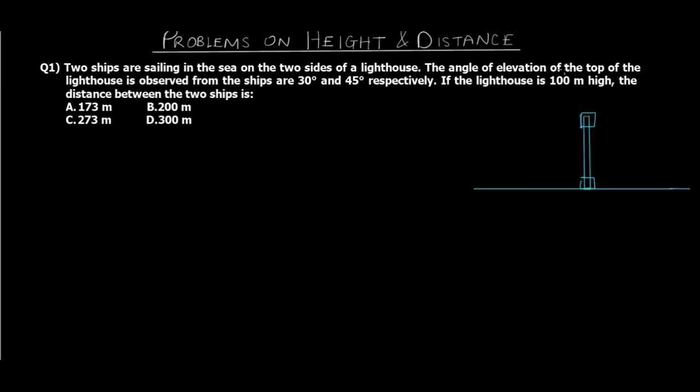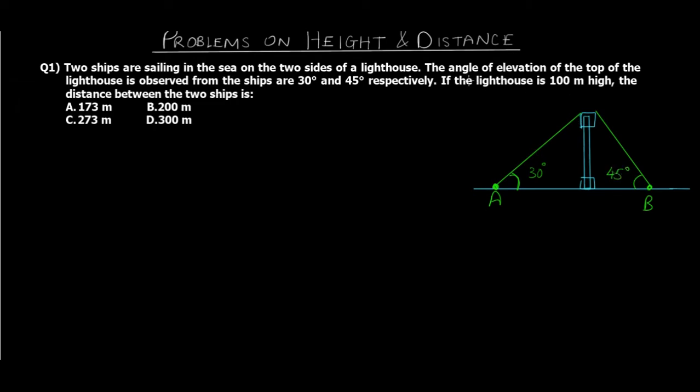The angle of elevation of the top of the lighthouse is observed from the ships, which is 30 degree and 45 degree. So there are 2 ships A and B on both the sides. So this is ship 1 and ship 2. The angle of elevation from the ship to the top of the lighthouse is observed from both the ships, and one angle is 30 degree and another angle is 45 degree.